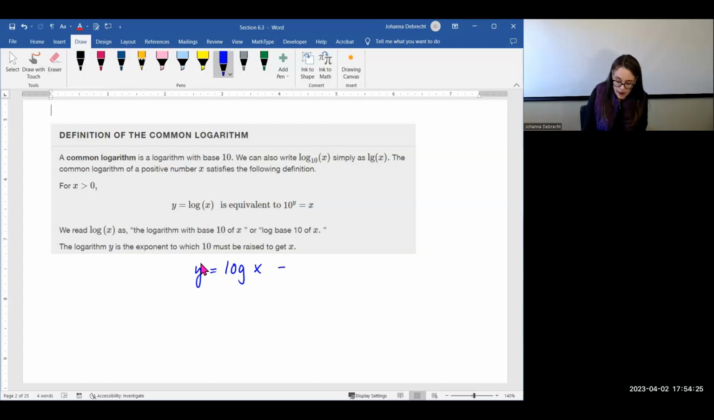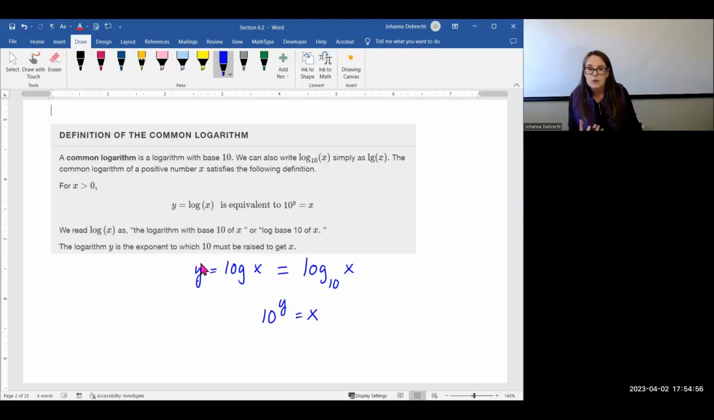So if you write log and don't write the base, it's assumed to be base 10. But that's kind of gotten to be a no-no. So it's really better, quite honestly, if you write the base, log base 10 of x. Just make it clear, all right? It's a good habit to get into. And this, of course, is the same thing in exponential form of saying base 10, y power equals answer x, right? Now, what is this natural log?